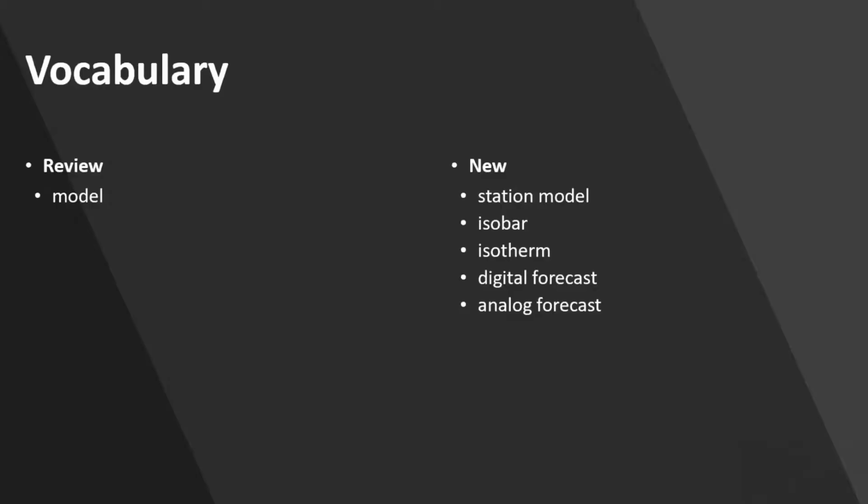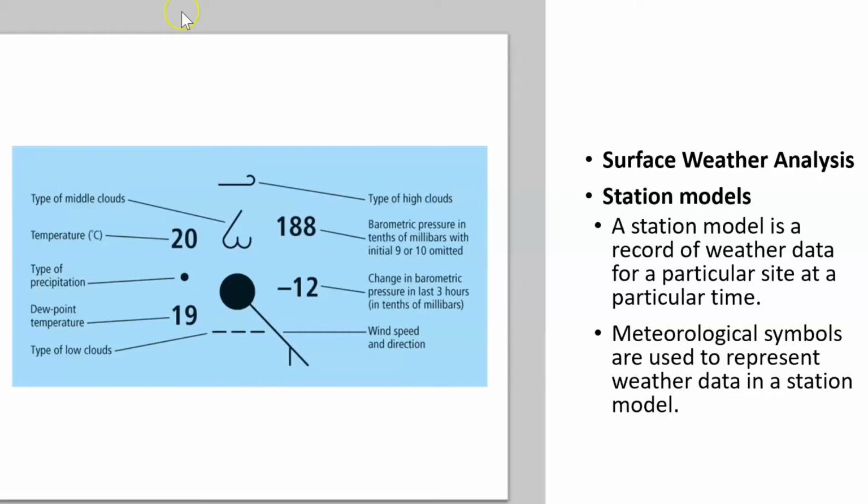Vocab terms are here that you need to understand to be able to be successful in this section: station model, isobar, isotherm, digital forecast, and analog forecast. And we'll talk about those in this presentation. So first up is surface weather analyses.